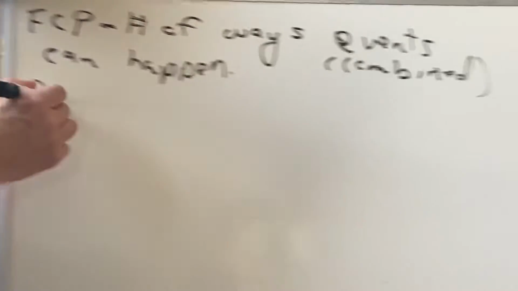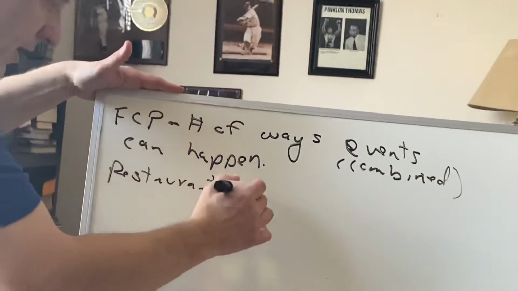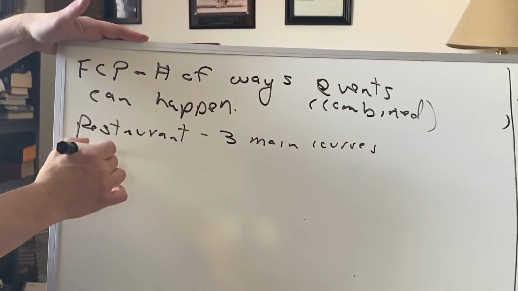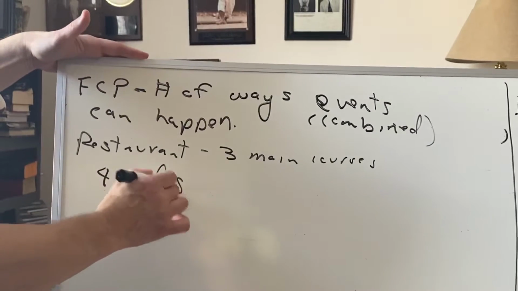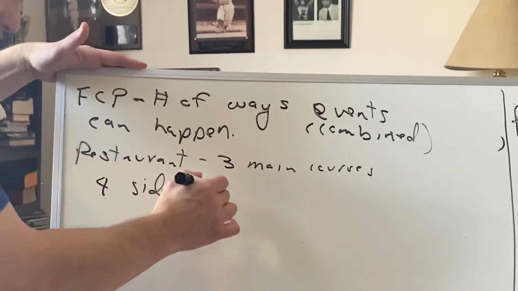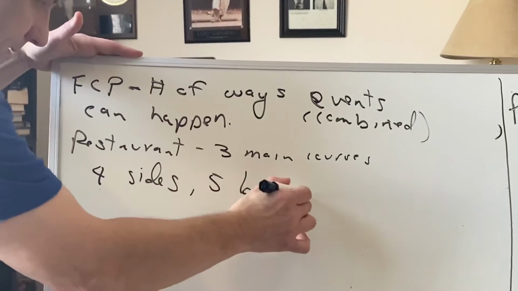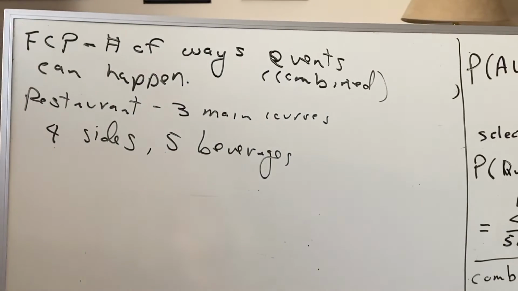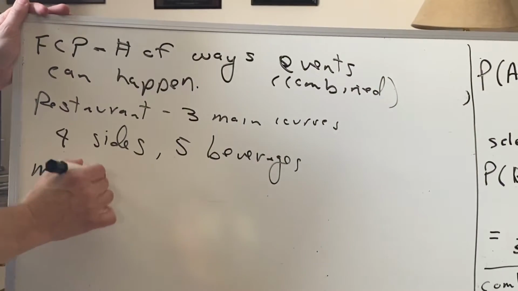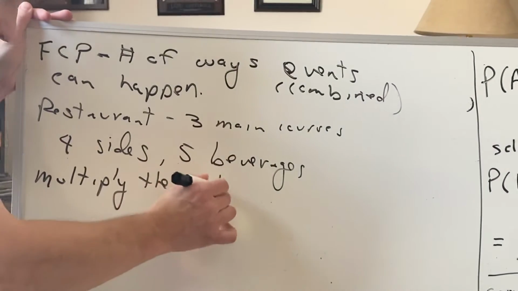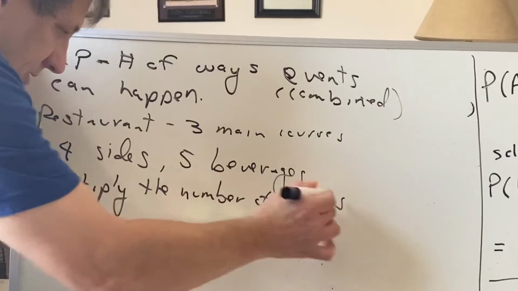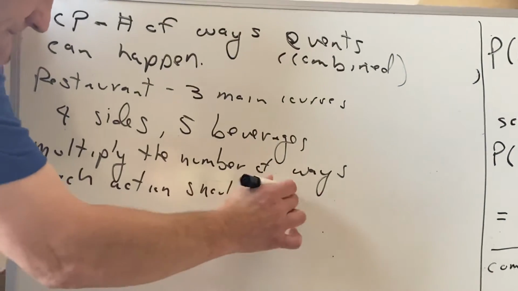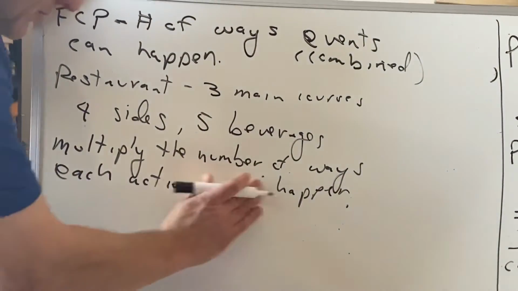Let's say that you go to a restaurant and you have three main courses to choose from and four sides. Now let's throw in five beverages. So you have three different actions that are happening. It's real simple. You multiply the number of ways each action can happen.